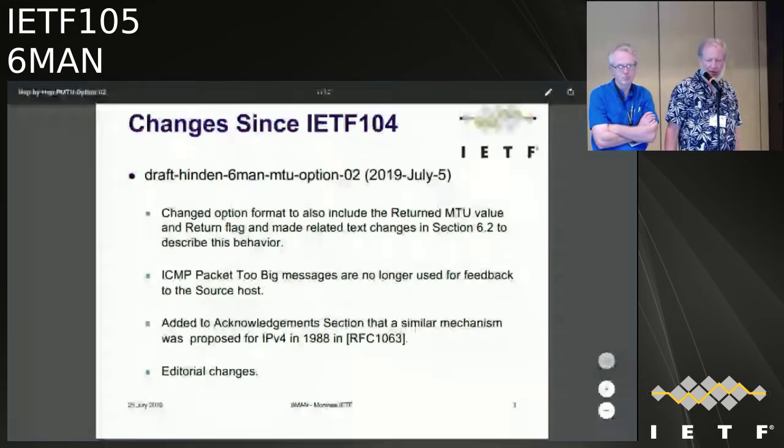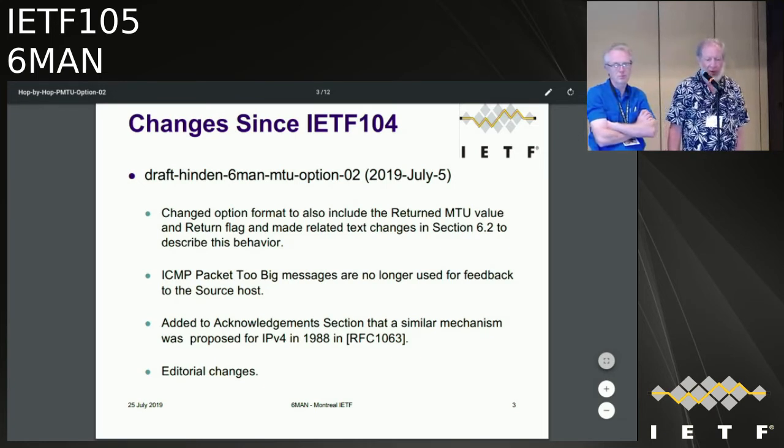Changes in the current draft: we changed the option format to include the return value and a return flag. We tried this out in the previous hackathon, but we moved the flag to the least significant bit in the last two bytes. And because we have a return value, we're no longer using the ICMP packet too big messages. You send this in another hop-by-hop option back to the source, or you send your own, you can include this. And so there are a lot of text changes relating to this.